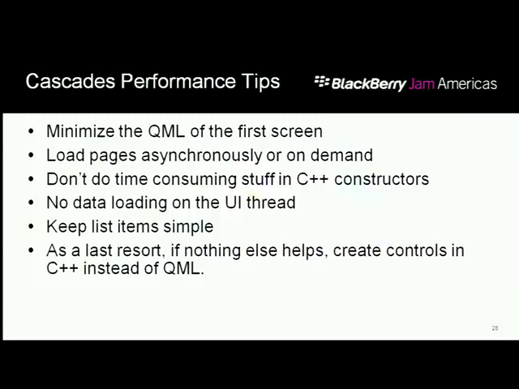Another thing: if you have list items, let's say a list with checkboxes, a list without checkboxes, a list with something else, people tend to try to create one list with items that have different visibility rules and so on, but it makes it very slow. It's better to have multiple lists with different items than one list with a gigantic list item with visibility rules on top of it. So keep list items simple. And as a last resort, if nothing helps and your performance is still bad, you can try to use C++ instead of QML.